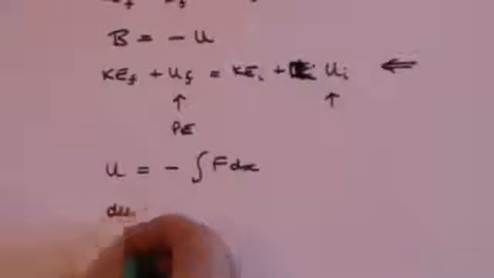Well, if this is the case, we can differentiate on both sides and we get that dU by dx equals minus f, or if you like, f equals minus dU by dx. And now we know what the force is. The force, which may vary with distance, is simply the derivative of the potential at the point that the force is applying. So if you ever need to calculate a force, if you know what the potential is at that point, then you can calculate the force simply by taking the derivative.